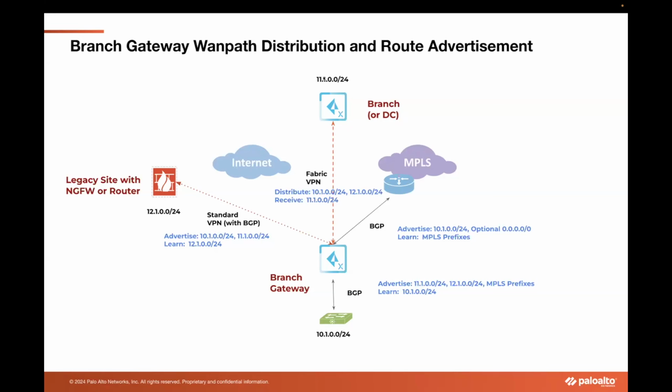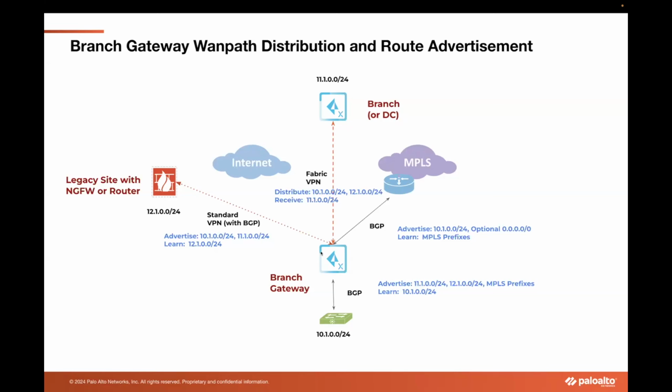Now, let's say the branch has 11.100. That is distributed by the SDN controller towards the branch gateway on this fabric VPN tunnel, and that's also distributed via BGP into the branch, and also sent on the BGP over the standard VPN tunnel to the legacy site. So one enhancement we have with the branch gateway functionality is the 12.100, which is the prefix on the legacy side, which we're learning via BGP on the standard VPN tunnel.